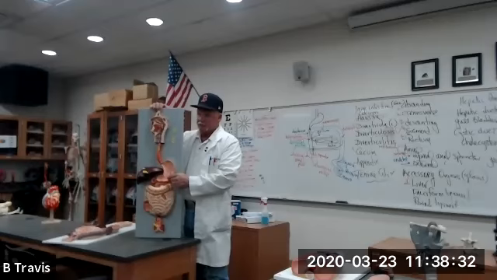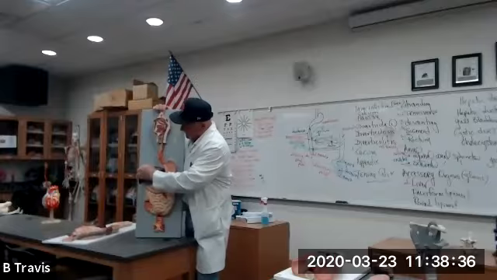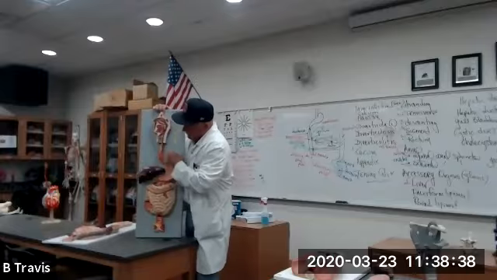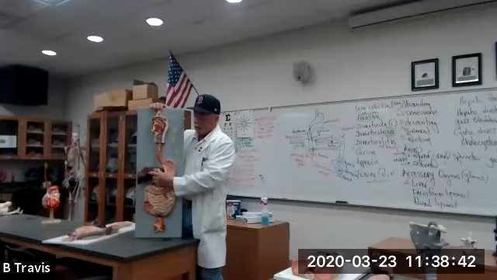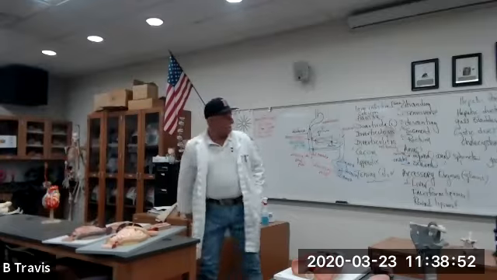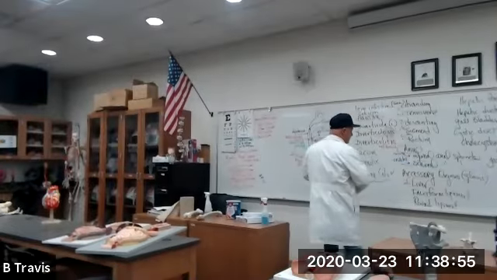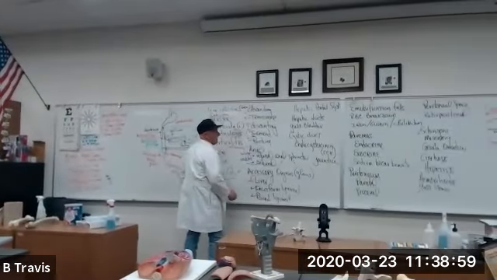Falciform ligament. And that's not enough. You can see there's a round, we asked this on the last exam. There's another one right here, which is called the round ligament. And that holds the liver to the front of the abdominal wall. Round ligament, falciform ligament. Holds the liver in place.